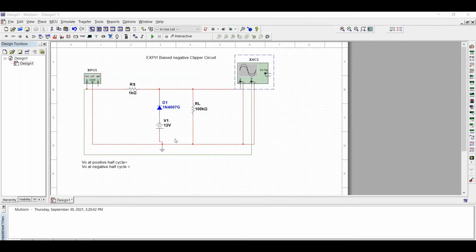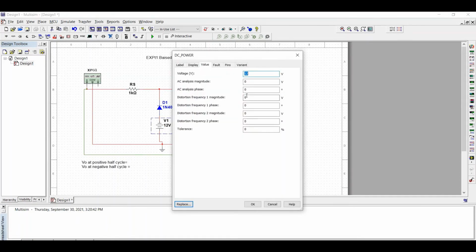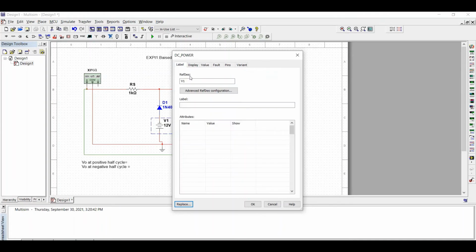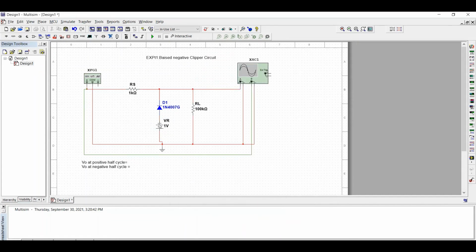Now you have to click on this and give a voltage of, as we said, the voltage should be minus 1 volt you're giving. Change the label because we call it your reference voltage VR, and click on OK. So the negative voltage of 1 volt is given to your circuit. This is your complete circuit of bias negative clipper. Now you just need to run it. Go to simulation, run it.